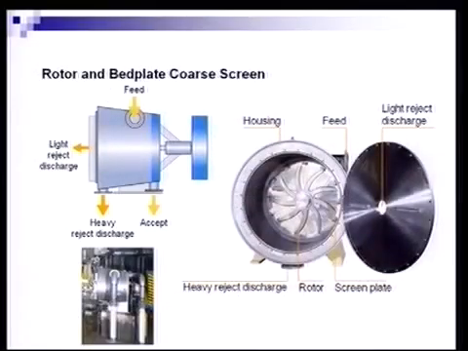This is a secondary coarse screen. It uses a rotor and a bed plate type device, and you'll notice that around the periphery of the rotor are impact blocks. These impact blocks are specifically designed to provide a close clearance and attrition for deflaking. So as the stock hits that screen plate and is swept out towards the periphery, it will see the impact blocks, and any remaining flakes would be destroyed at that point.